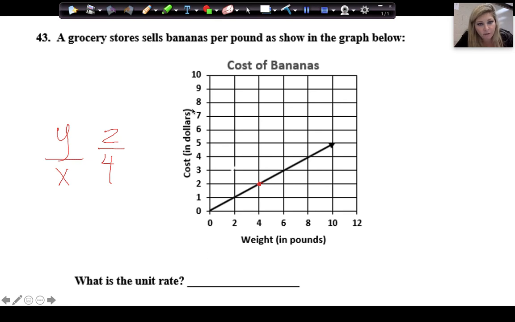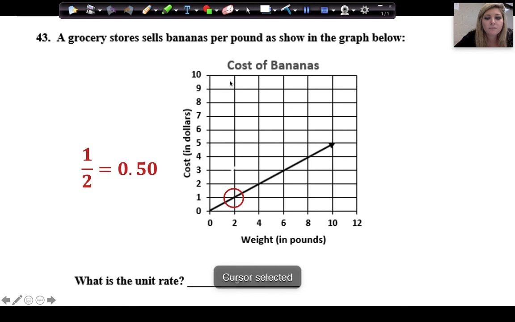So we need to think about what it is we're talking about. 0.5 what? $0.5, which we don't usually say. We say 50 cents, right? So let's put a 0 on the end of that one. 50 cents per pound. Remember, unit rates have a denominator of 1, so it's 1 pound. Or you could have done that first point.